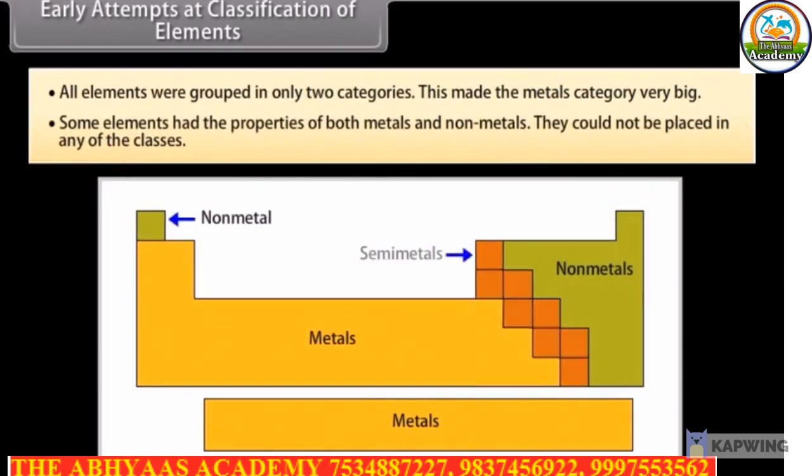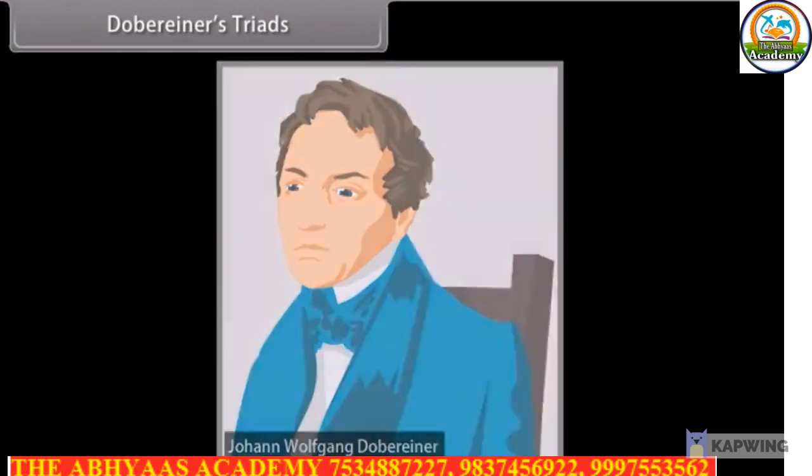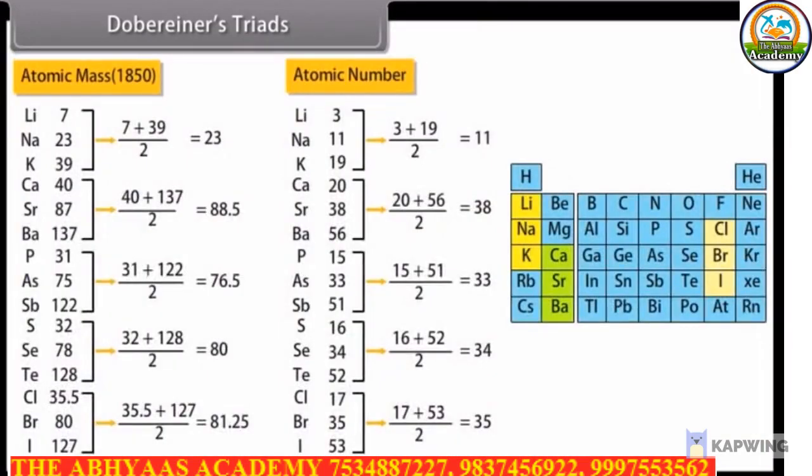This increased the need to identify some kind of pattern or regularity in the properties of the elements and then classify them. Doberenier's triads. In 1829, Doberenier, a German scientist, made groups of 3 elements, each based on their properties. He named them triads. He observed that the atomic mass of the middle element of a triad was equal to the arithmetic mean of the atomic masses of the other 2 elements.